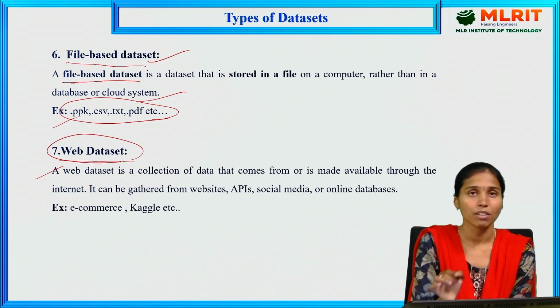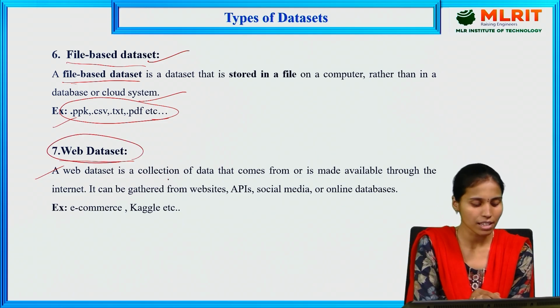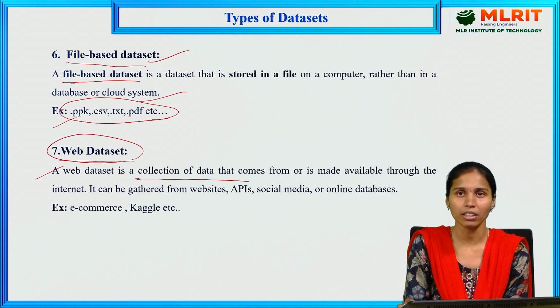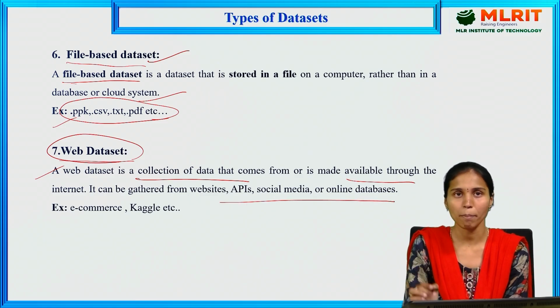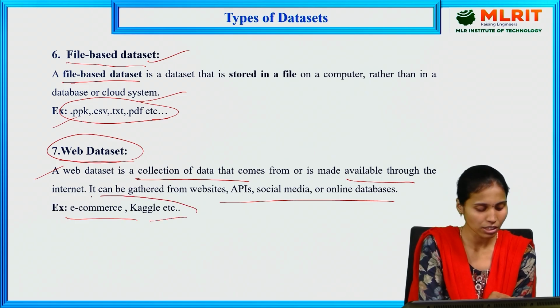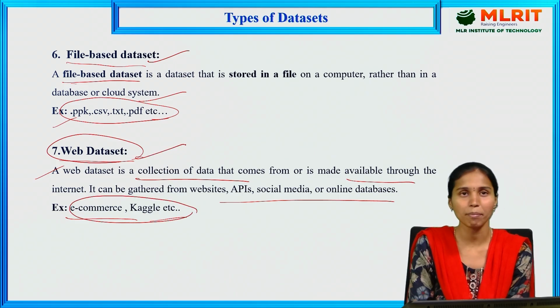Seventh one is a web data set. A web data set is a collection of data that comes from or is made available through the internet. It can be gathered from websites, APIs, social media or online databases. For example, e-commerce and Kaggle. These are examples of web data set.